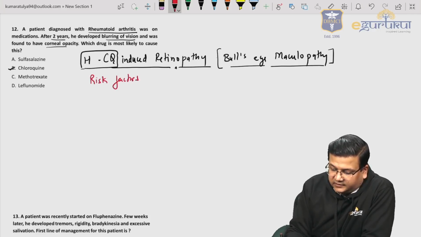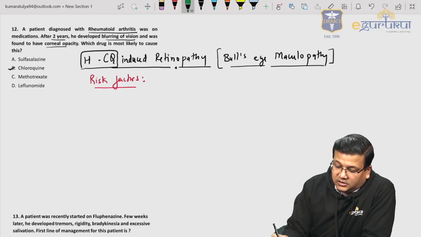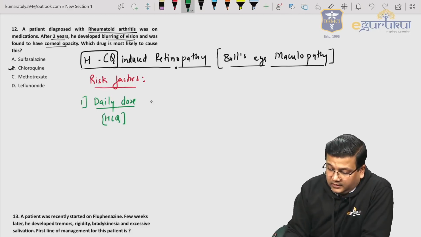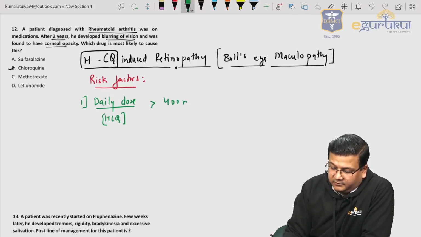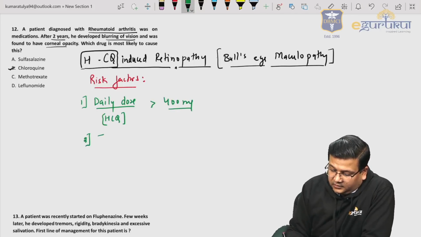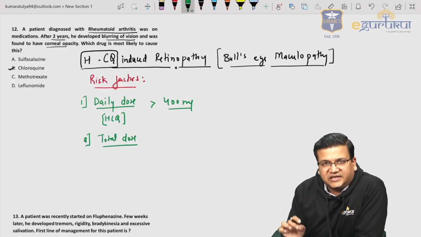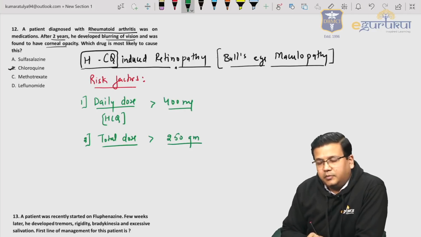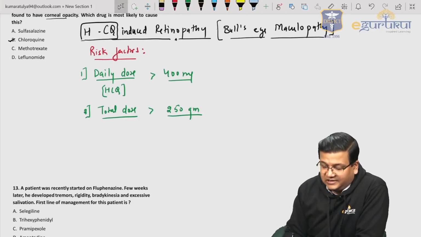So what are the risk factors? One by one I'll tell you. See, daily dose of hydroxychloroquine greater than 400 milligram is a risk factor for developing this retinopathy. Second, total dose that the patient has received throughout his life, if that becomes greater than 250 gram, then that is also a problem. Total dose throughout his life.